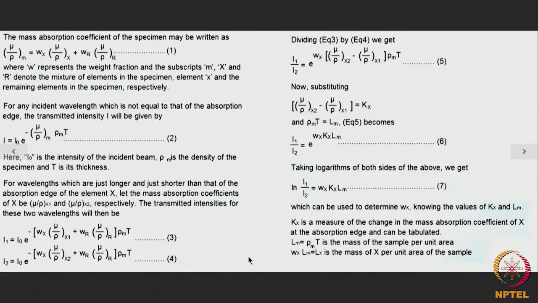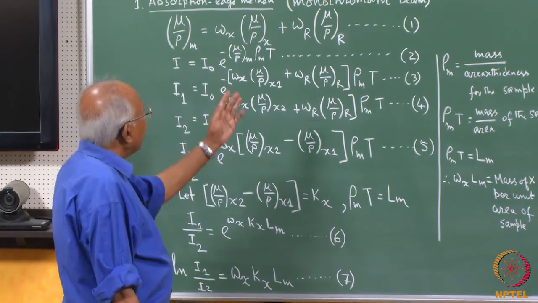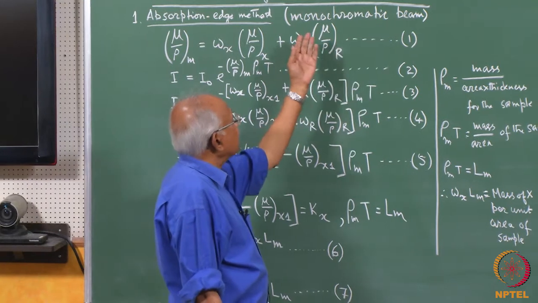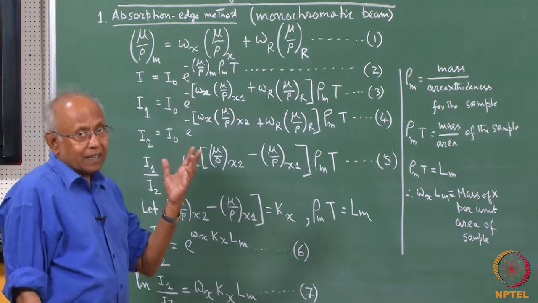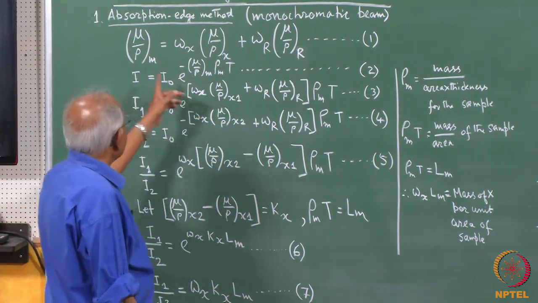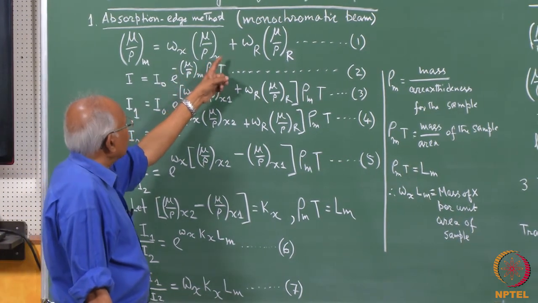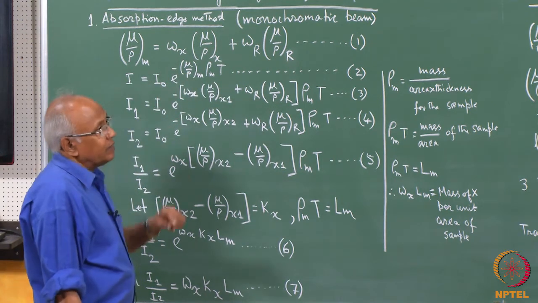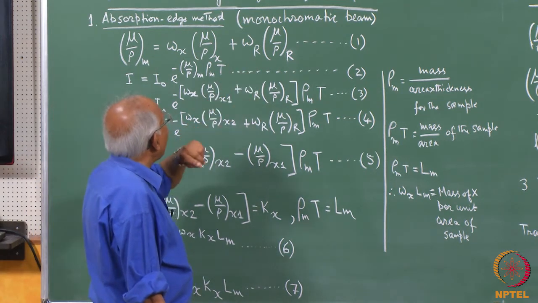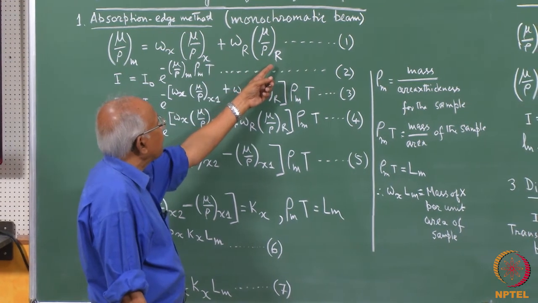Based on the disclosure of absorption edge wavelengths, there is a method for chemical analysis known as the absorption edge method. And here, as I have already explained, a monochromatic X-ray beam is used. Now, if in the material we have an element X and the rest of the elements are represented as R, we can write for the mixture: mu by rho for the mixture is equal to w x times mu by rho x plus w r times mu by rho r. Here w x is the weight fraction of X, w r is the weight fraction of R, and mu by rho is the mass absorption coefficient: this is the mass absorption coefficient for X, and this is the mass absorption coefficient for R.